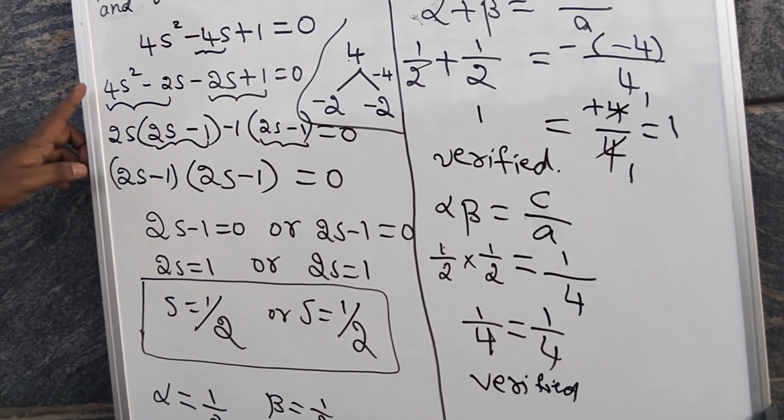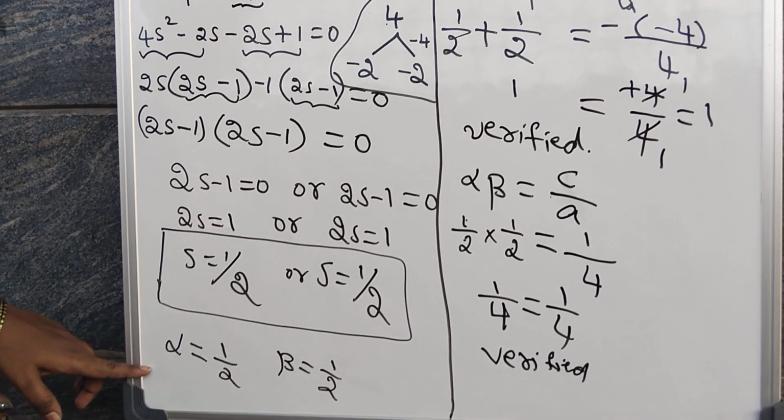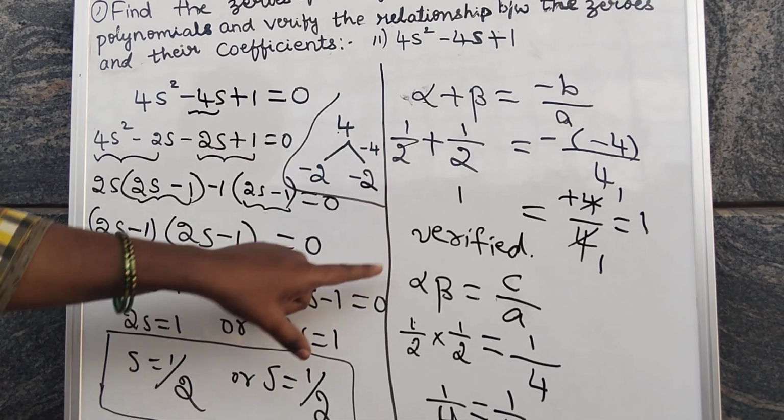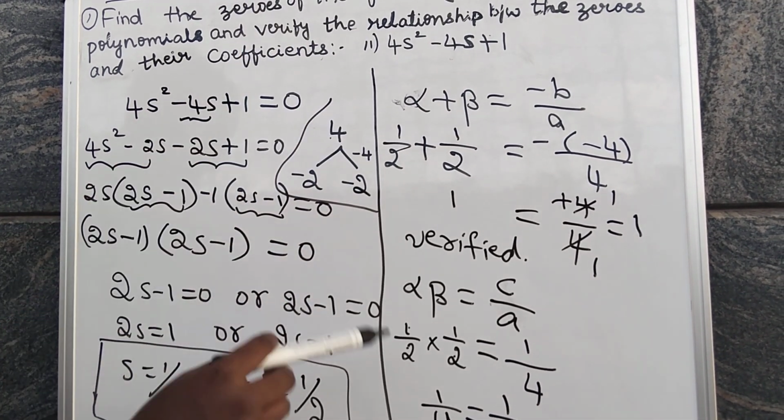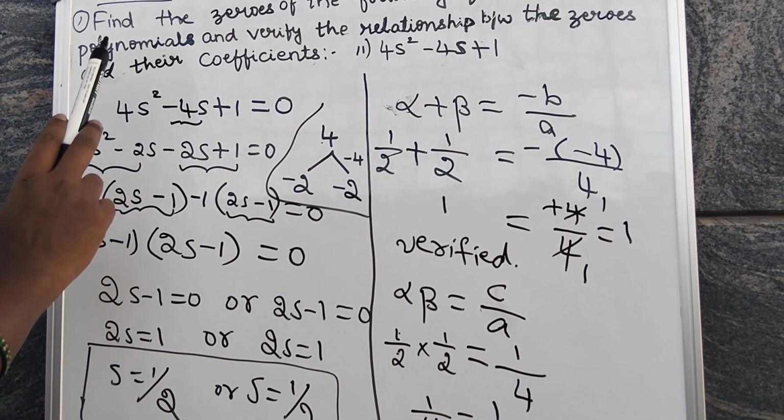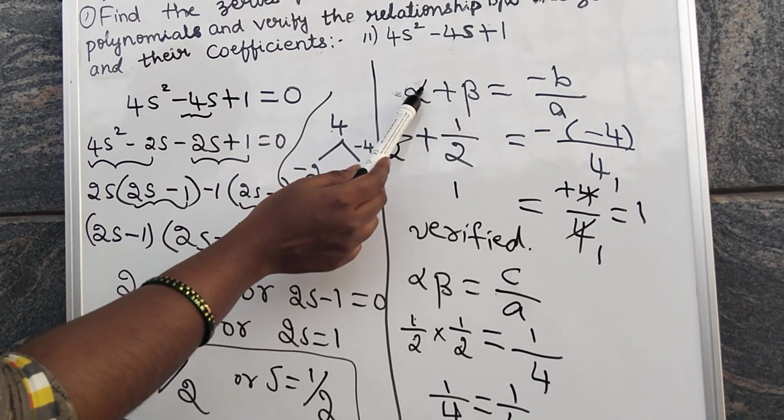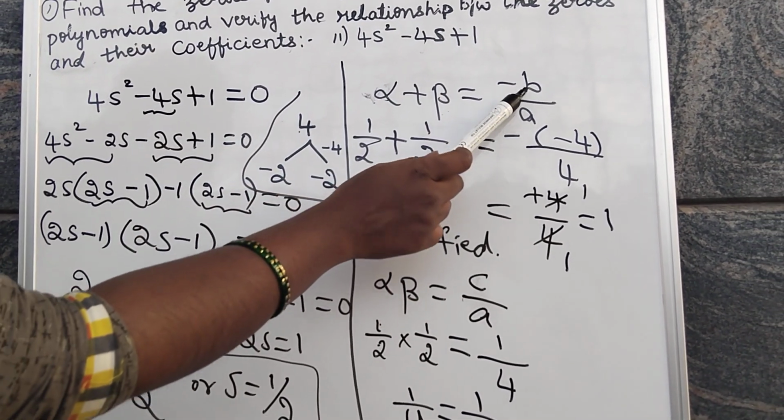Firstly, we found the zeros of the quadratic polynomial, and we verified the relationship between the zeros and their coefficients.